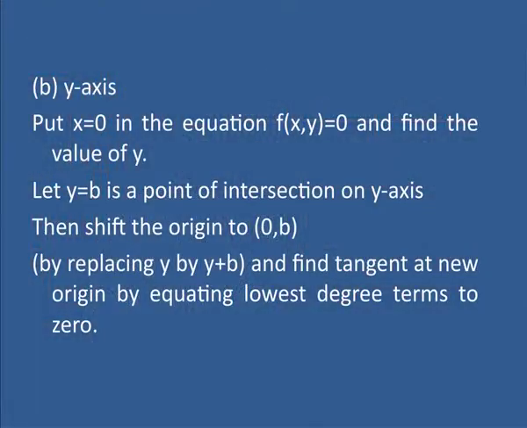Similarly, for the y axis, we put x equal to 0 in the equation f(x, y) equal to 0 and find the value of y. Let us suppose y is equal to b is a point where the curve meets the y axis. Then we have (0, b) as the point of intersection on the y axis. We shift the origin to this new point (0, b) and then find the tangent at the new origin by equating the lowest degree term.